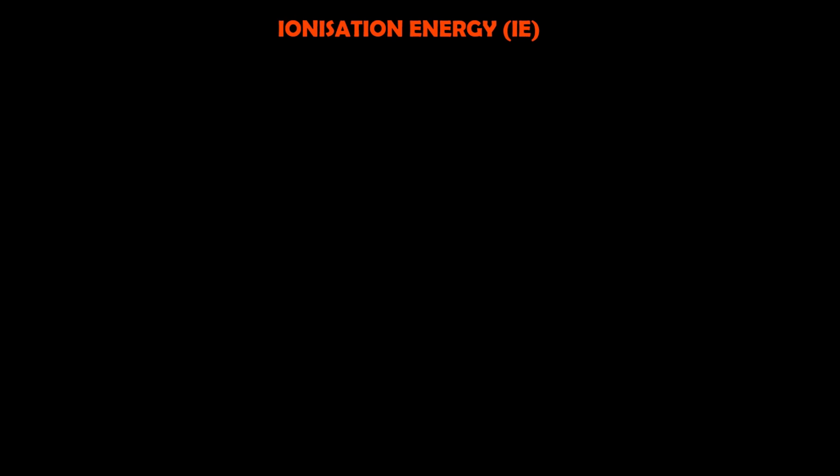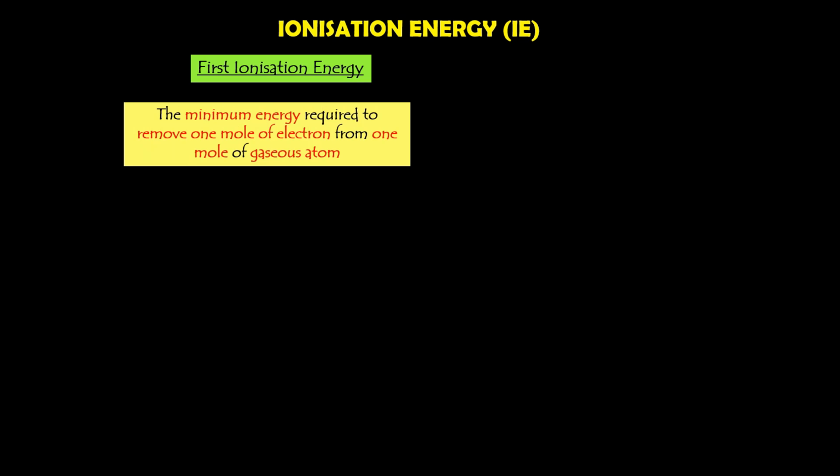Ionization energy. In Chapter 2, you were introduced to the term ionization energy. First, ionization energy is defined as the minimum energy required to remove 1 mole of electrons from 1 mole of gaseous atoms. X in gaseous state removes 1 electron to become X+ ion. Also in a gaseous state, the energy involved in this process is called the first ionization energy.